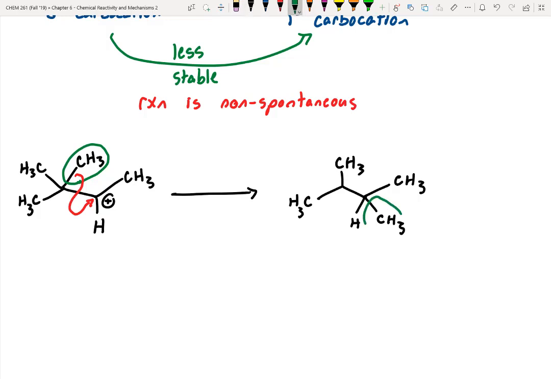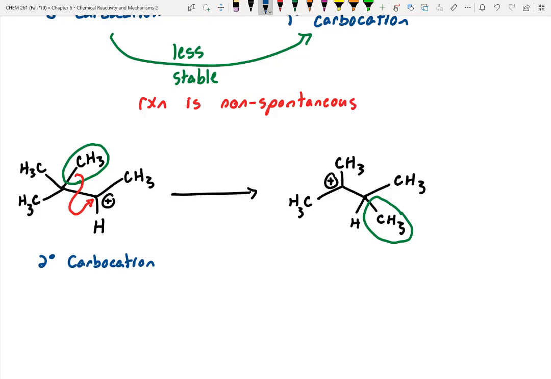So over here, you see how this CH3 group kind of slid over? What am I missing though? My positive charge. Where should the positive charge be? On the left carbon. Okay, so I'll put that in. So over on the left-hand side, we already said that this is a secondary carbocation.